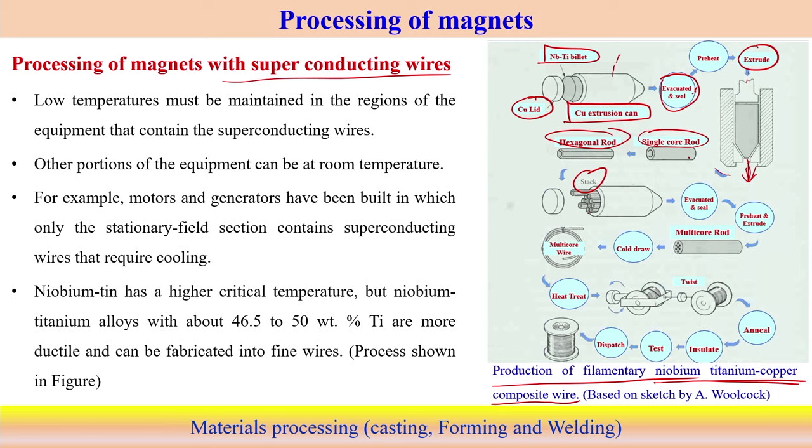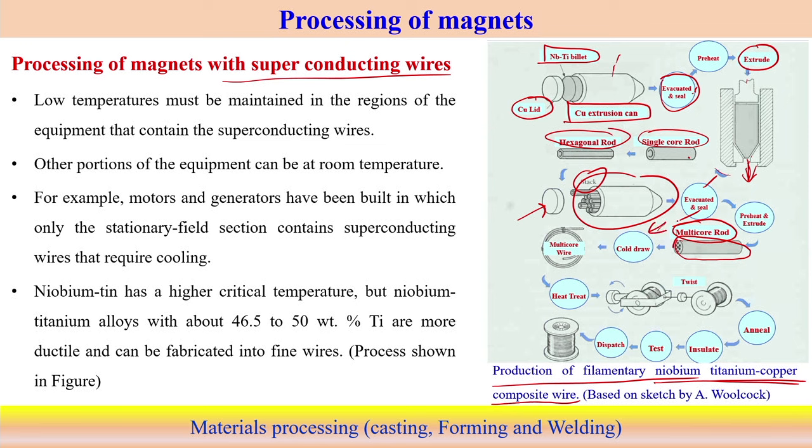We seal it using the copper lid. Basically the hexagonal rods are sealed, and we evacuate and seal this complete container. Again it is preheated, and again we perform the extrusion. Once we perform the extrusion, a multi-core rod is produced. You see the diameter can be different after preheating and extrusion. Once this is done, the multi-core rod can be produced.